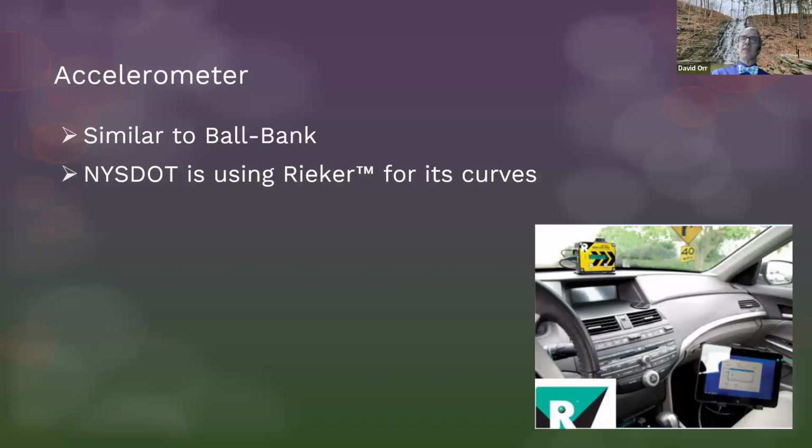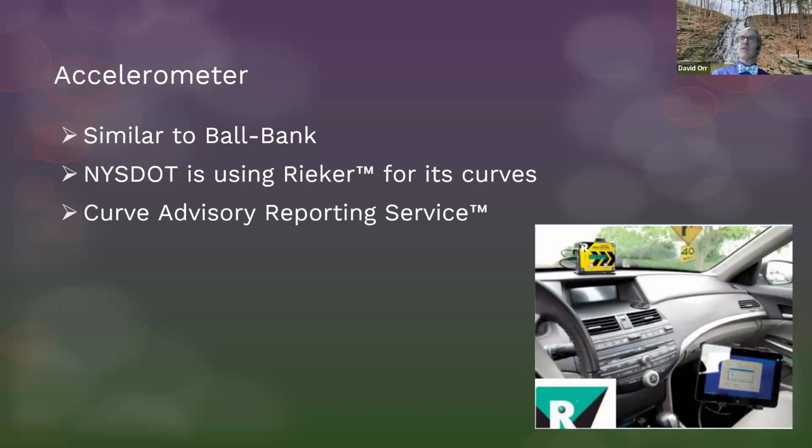New York State is actually using something called the Riker system. It's a trademarked, copyrighted system for its curves. Something they call the Curve Advisory Reporting Service. It's a service you can purchase. The advantage of the system is it does allow you to drive it at whatever speed you can drive it. Though I will tell you, there's some really good evidence out there that says you really need to drive it 3 times to get consistent results. So that you're trying to give a uniform, consistent method. And it's something you could look into doing. Again, we're trying to have consistency, and that's what New York State is trying to do. Very, very similar to the ball bank.